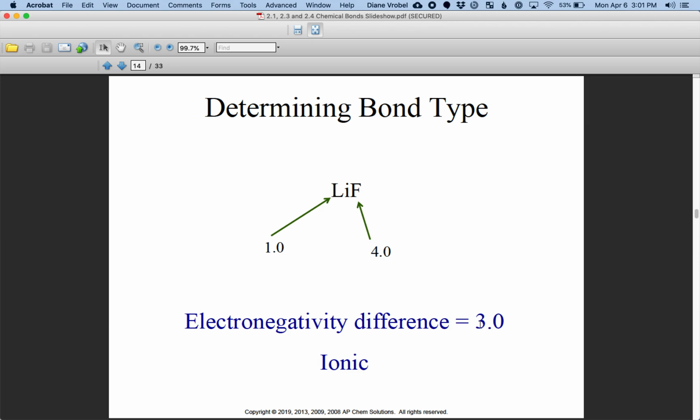Okay, here is an example where we have a metal, which is lithium, and it's bonded to fluorine, which is a nonmetal, and as a result, that electronegativity difference is 3.0. So it's greater than 1.9.